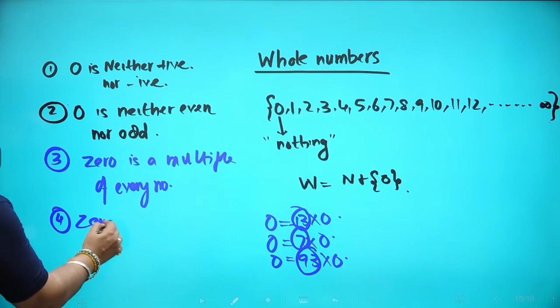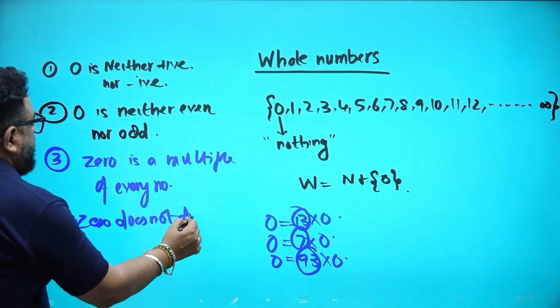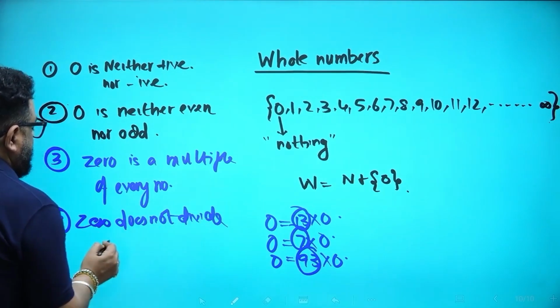Then fourth, 0 does not divide any number.